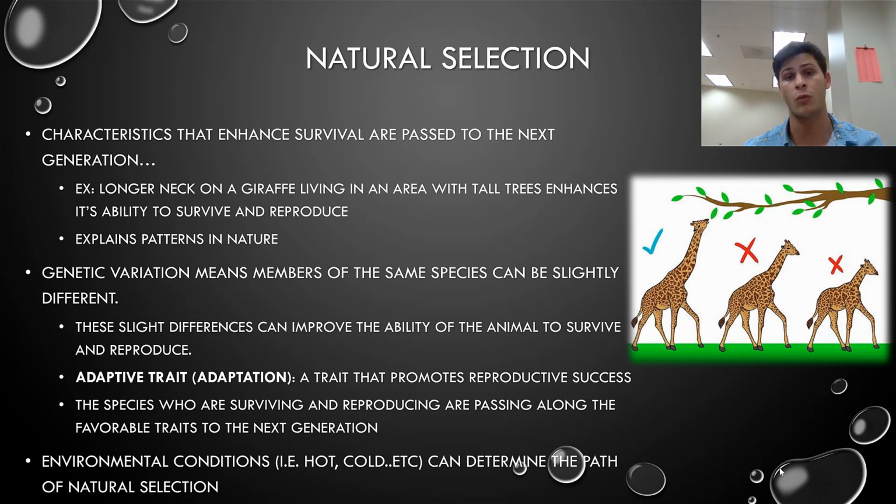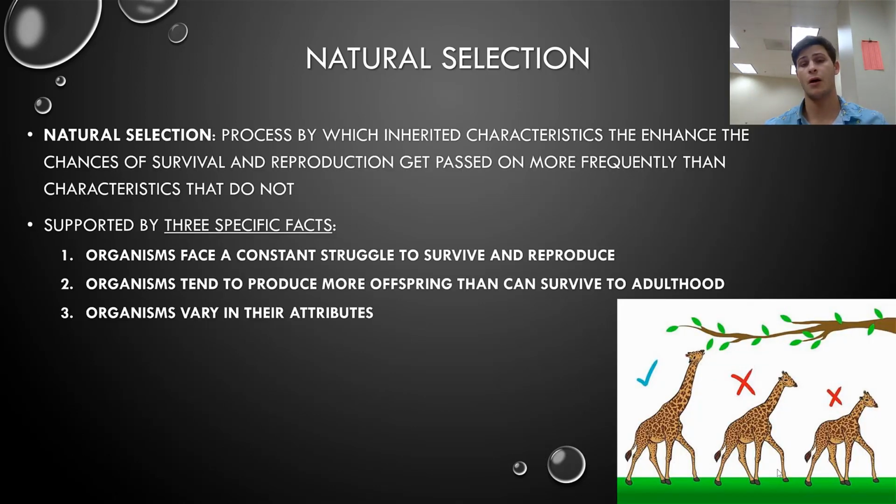So what I'm trying to get across is that the environmental conditions dictate what traits are going to be favorable, and so what traits are going to be passed down via the mechanism of natural selection. And so all of this information brings us to a very concise and coherent definition of what natural selection actually is. Natural selection is the process by which inherited characteristics that enhance the chances of survival and reproduction get passed down more frequently than characteristics which do not enhance survival and reproduction. And natural selection is supported by three specific facts.